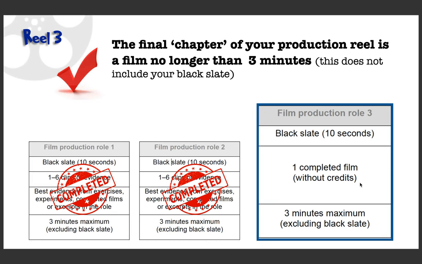So let's take a look at where we should be right now. We are in the final chapter of your production reel. So what should be complete is you should have 3 minutes of film for film production role 1. You should have about 3 minutes for film production role 2. And we're not working on film production role 3.